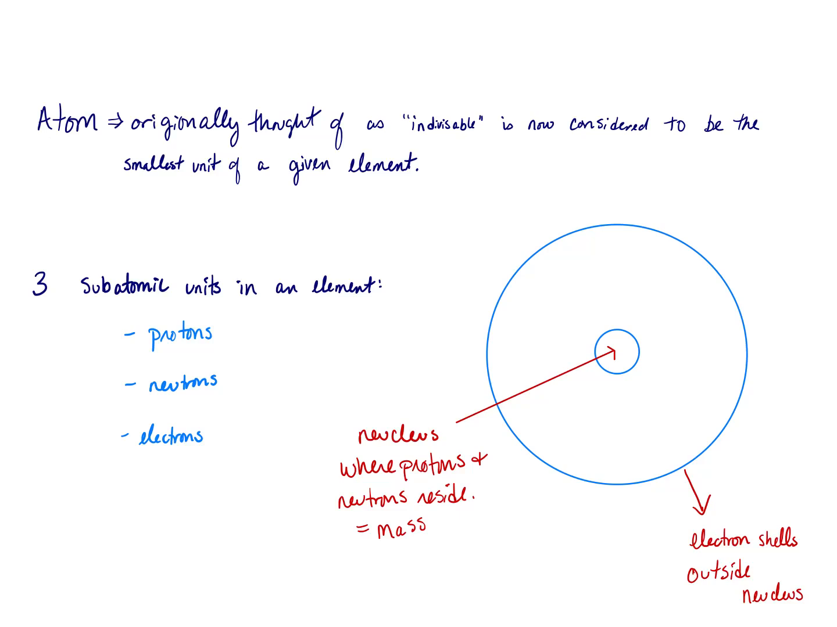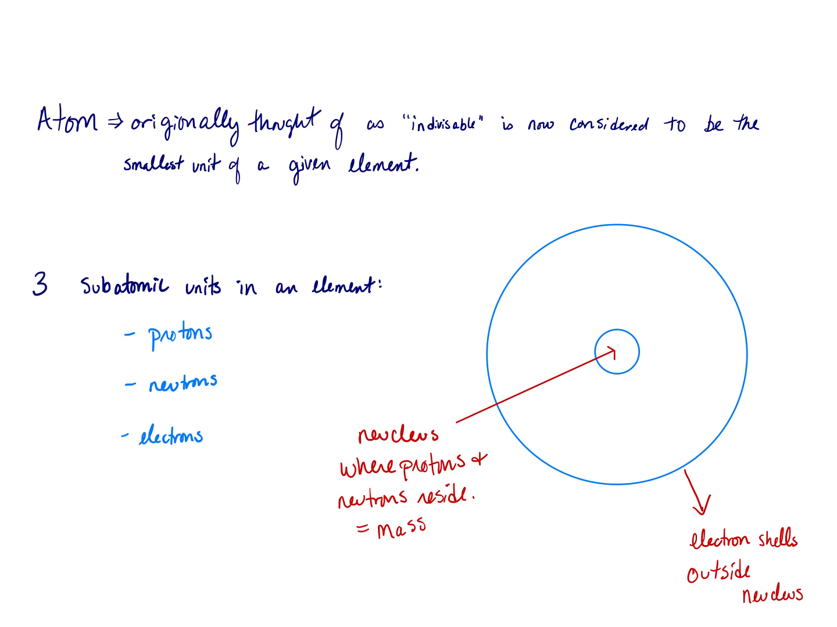So as we started discussing in the last video, an atom, which was originally thought of as being indivisible, that's kind of like what its definition was, in that it was supposed to be the smallest unit of an element where you cannot further divide it and have all of its same properties be the same. And so it kind of is indivisible.